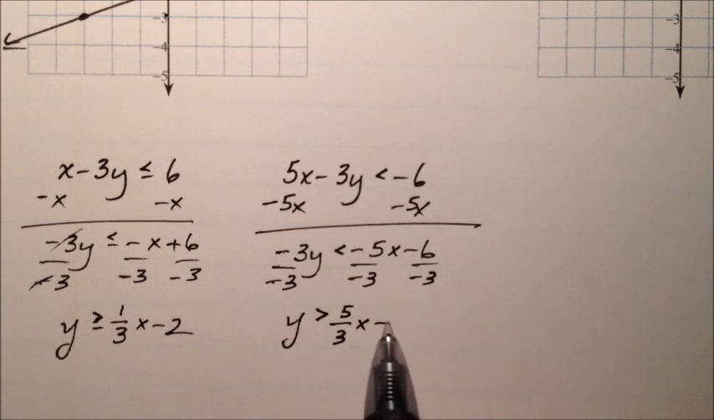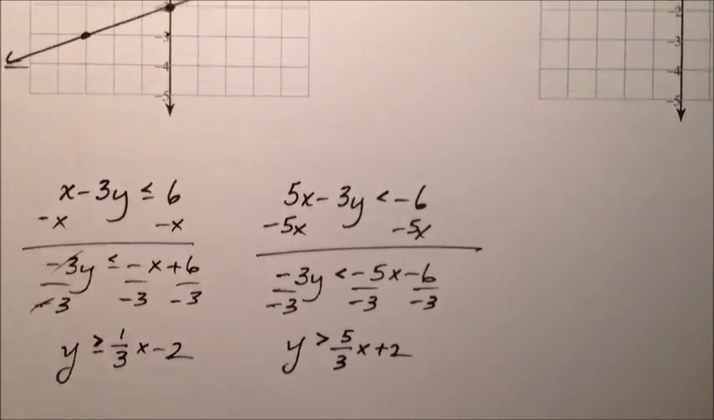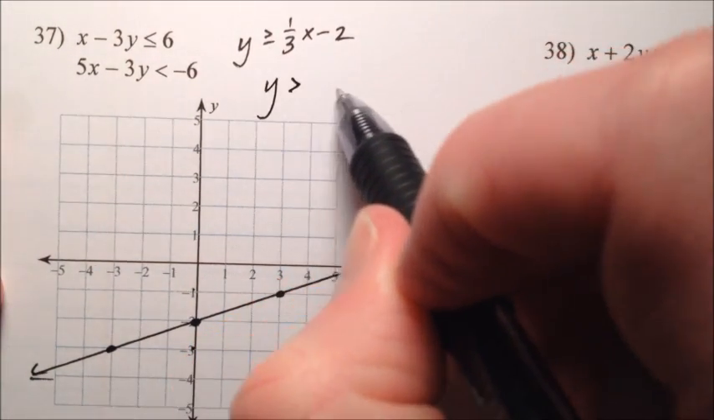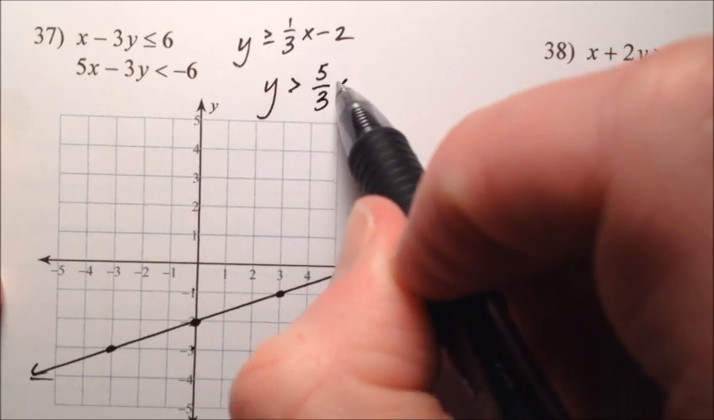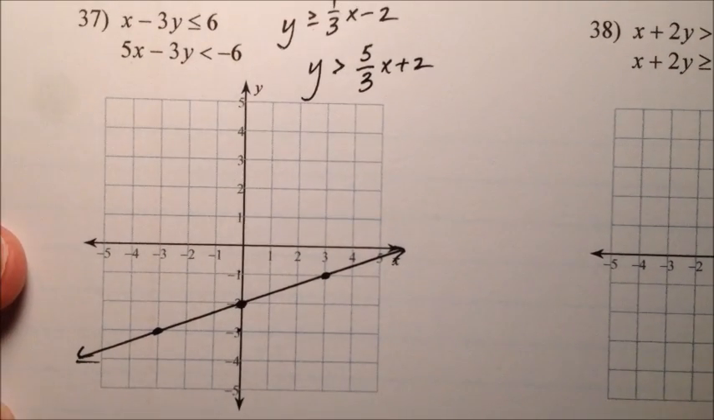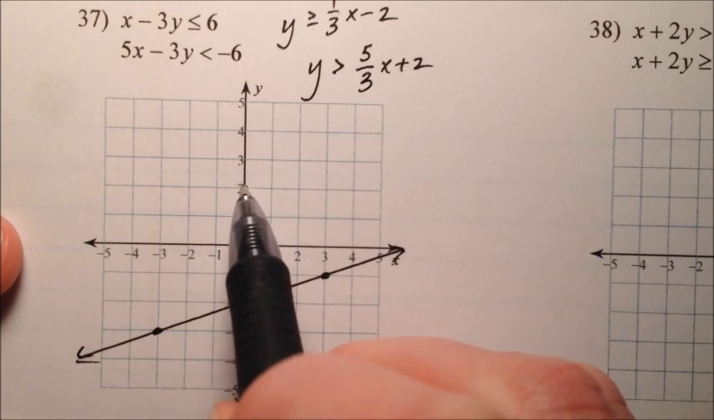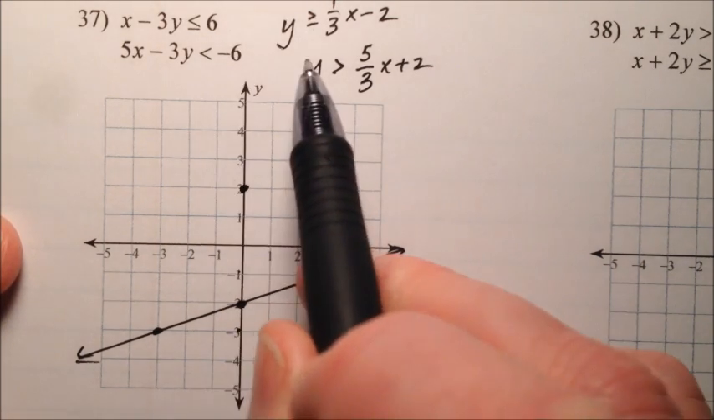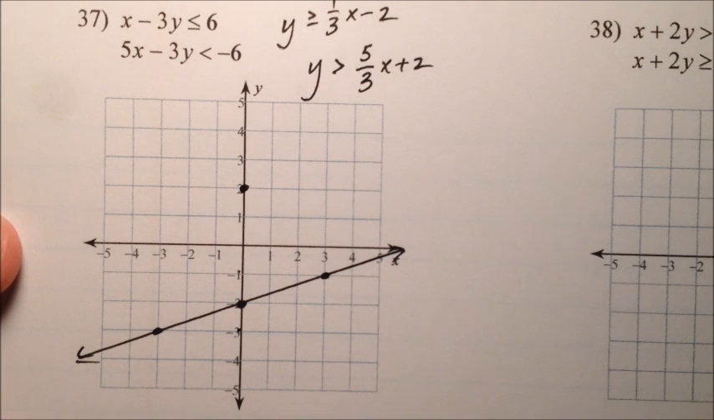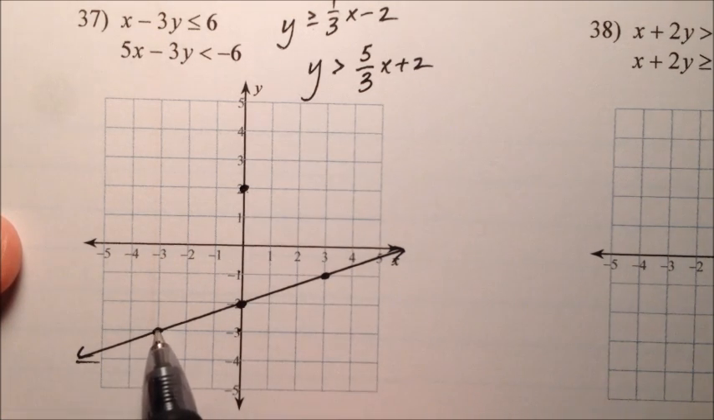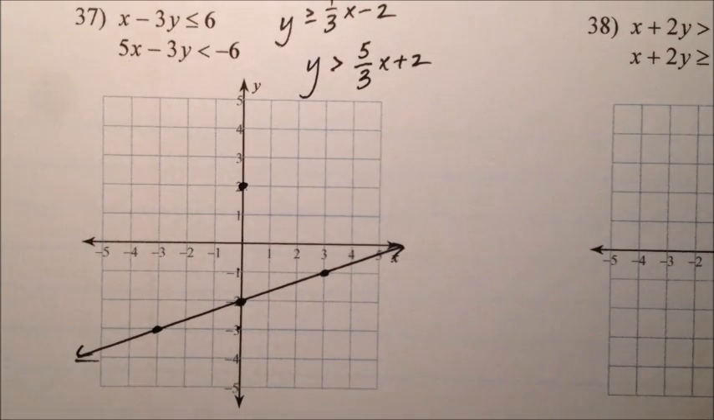5/3 x plus 2. So let's go ahead and rewrite that up at the top so we can see a little better. So this one will be y is greater than 5/3 x plus 2. So when we graph this one, we'll start at 2 on the y-axis, and it'll be 5/3, so up 5 over 3, but that puts us way off the graph. Or we can come down 5 and back 3, which actually is this point right there which we drew earlier.